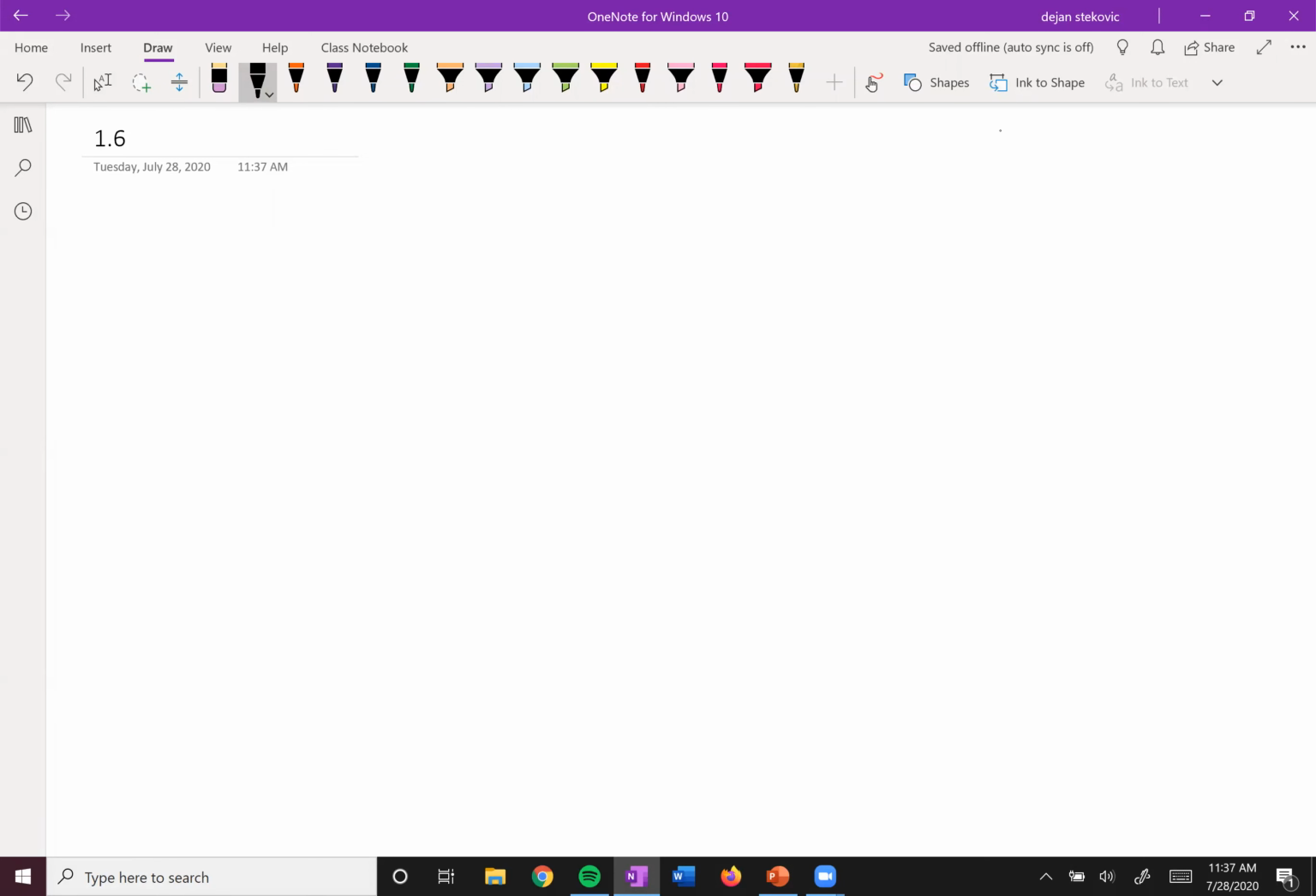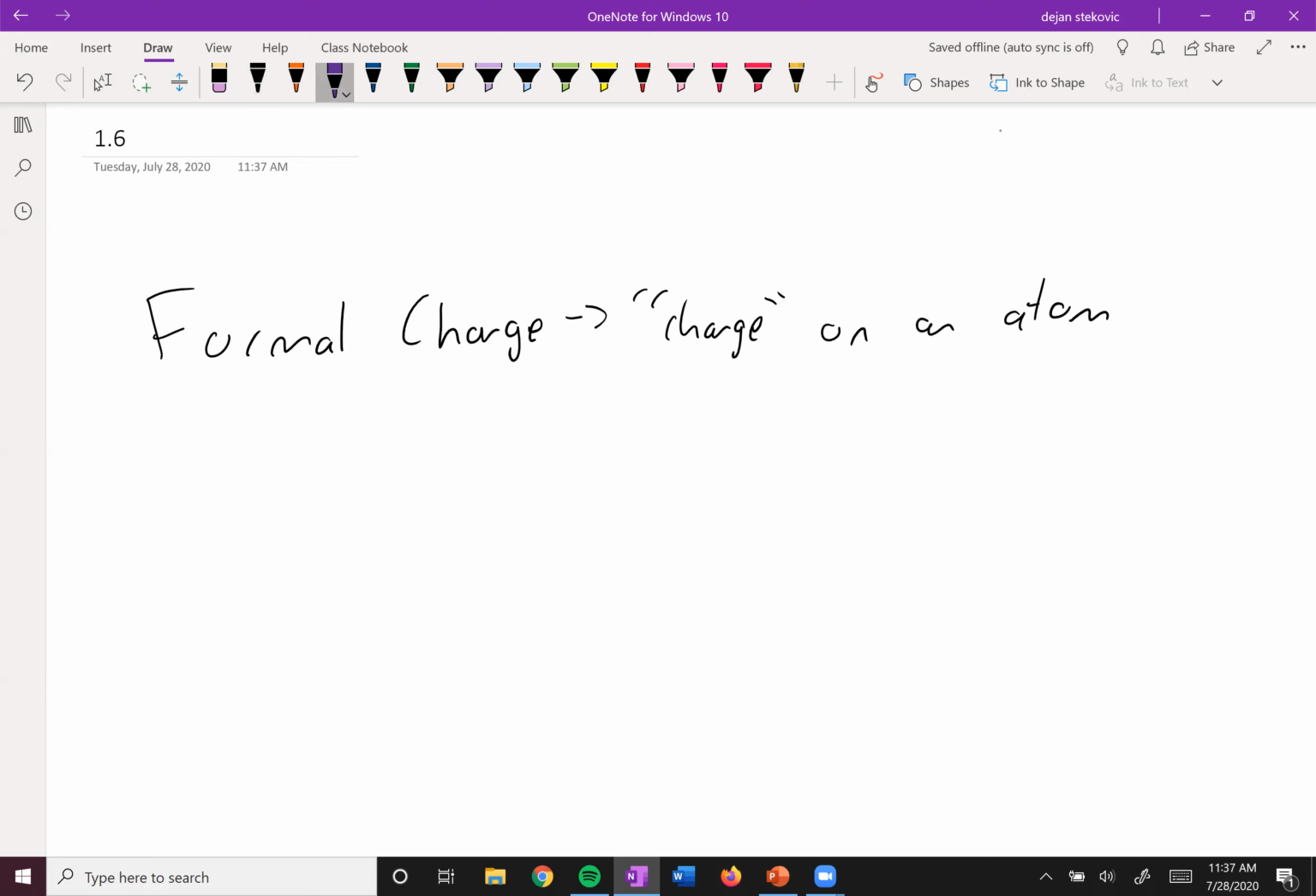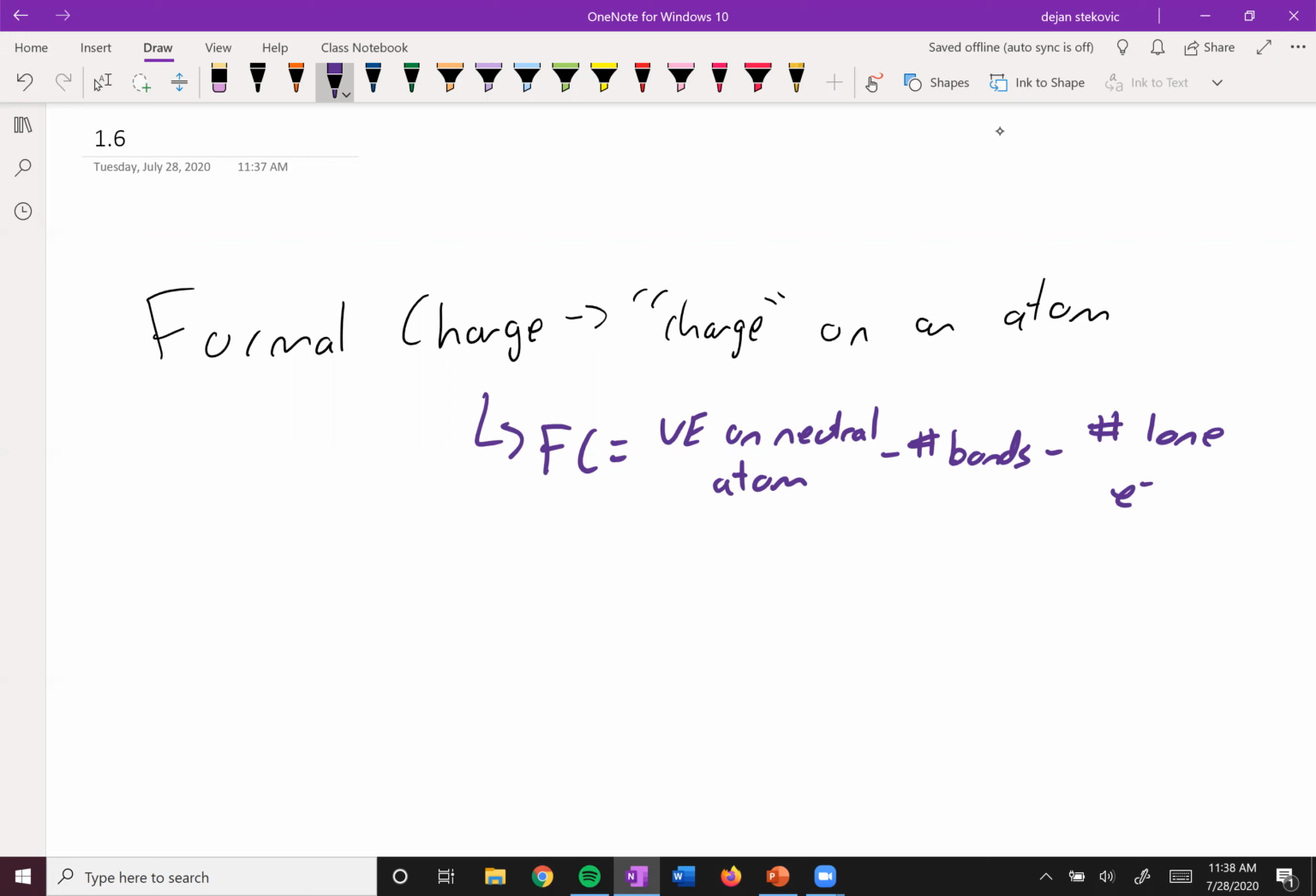All right, so a big part of Lewis structures and a big part of this course is going to be recognizing formal charge. Formal charge you can think of as the charge on an atom. It's not exactly the charge on an atom. It's just the amount of electrons it has relative to its neutral state. And so for formal charge, we have an equation here. Formal charge is equal to the amount of valence electrons on the neutral atom minus the number of bonds it has, minus the number of lone electrons, right?